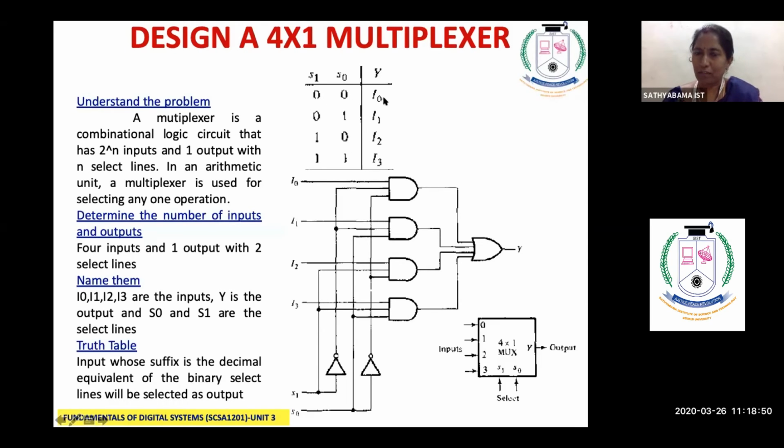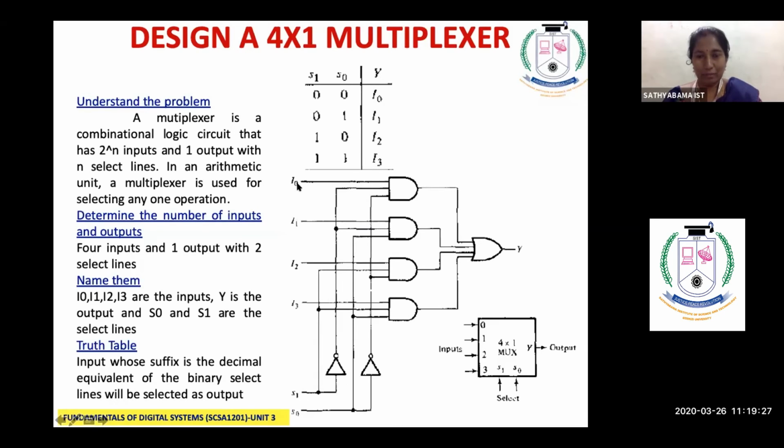Then the multiplexer will ask, why for 0, 0 should I select I0? Why not I1, I2, I3? So we have to justify to the multiplexer. See multiplexer, the select line values 0, 0 are binary numbers. If you convert them into decimal value, what value you will get? 0. Therefore, I want you to select I0. Similarly, 0, 1 selects I1. 1, 0 means I2. 1, 1 means I3. Have you all understood this?